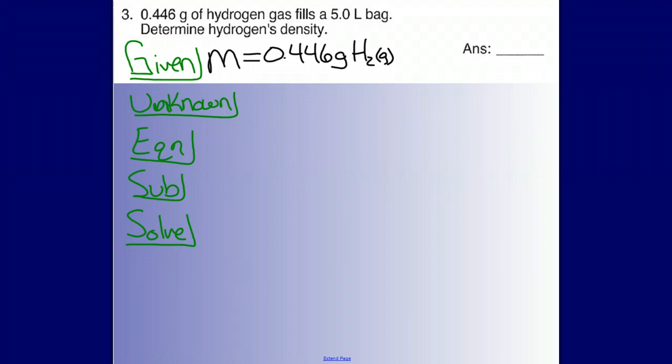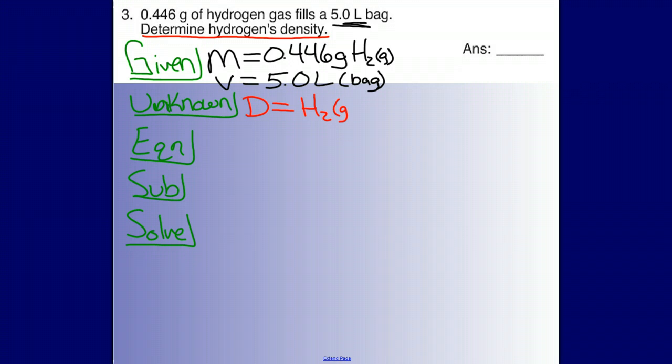So I'm given that. I'm also given liters. I know that liters is a measurement of volume. So I have 5.0 liters, and maybe for your own sake, say that's for a bag so that you know what it is that you have a volume of. Your unknown, what is it asking you to find? Well, it's right here: the density of hydrogen. So my unknown is the density of my hydrogen gas. Your equation, we know from the previous slides, is that density is mass over volume. I always help myself and put in parentheses, mass is measured in grams, volume is measured in liters. That's a way to help yourself get these problems set up.